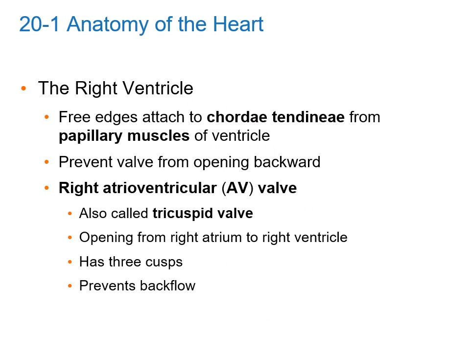Next, the right ventricle. Okay, so I know we just talked about all the chambers and all the valves because it was kind of convenient to do that, but we are going in order. We started with the right atrium, now we're on the right ventricle. Remember that the free edges of the valve are attached to the chordae tendineae from the papillary muscle of the ventricle, and that prevents the valve from opening backwards or inverting. The right AV valve, like I said, is called the tricuspid. It opens from the right atrium to the right ventricle, has 3 cusps or flaps, and prevents backflow.